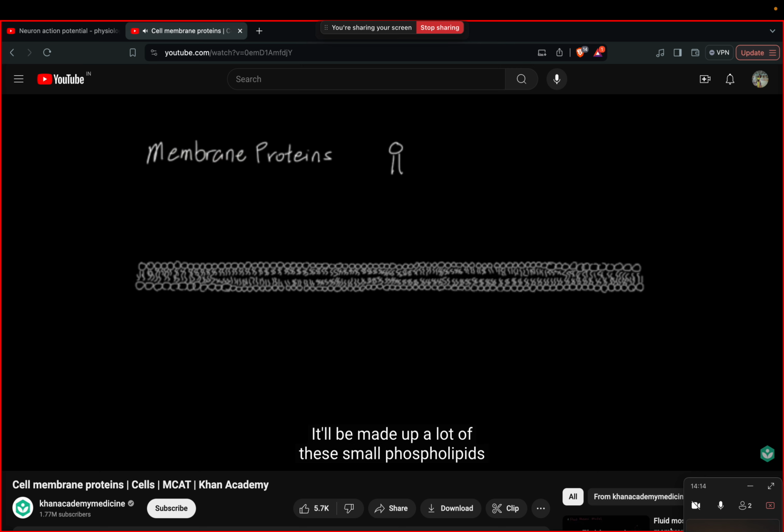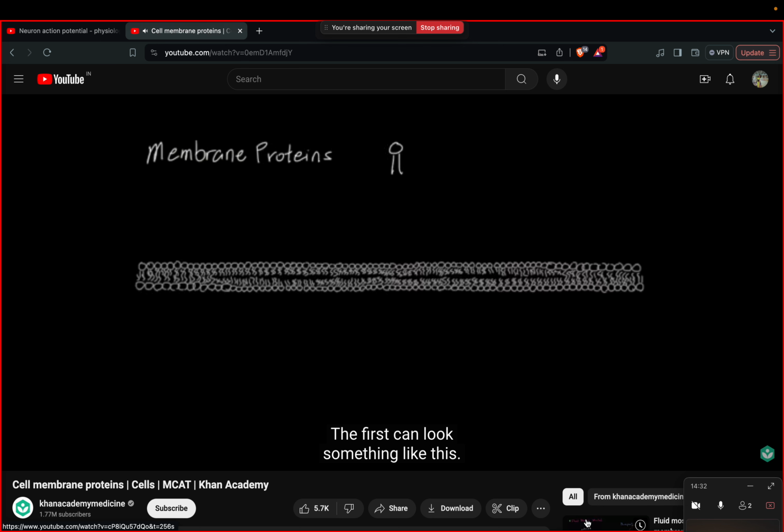It'll be made up of a lot of these small phospholipids that we've drawn above, and it'll make up our bilayer. So you can see that there are 2 layers of these phospholipids.